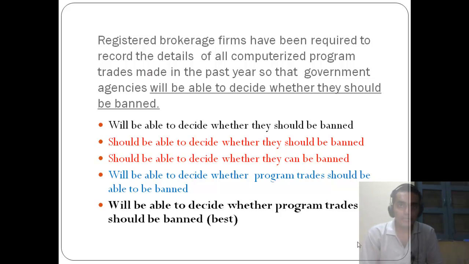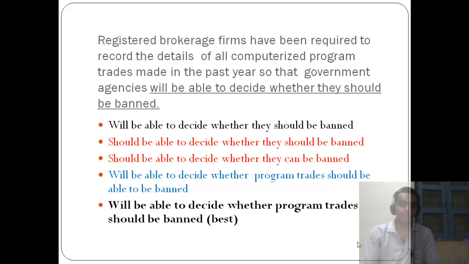So let's check out an example before I talk in detail about the types of questions and how to approach them. Let's look at this case. Registered brokerage firms have been required to record the details of all computerized program trades made in the past year, so that the government agencies will be able to decide whether they should be banned.